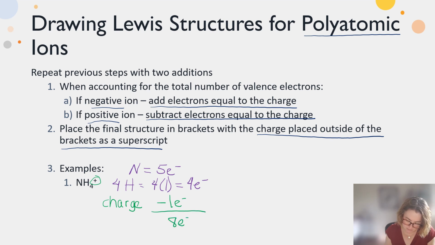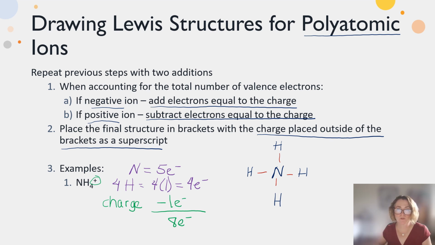And so that means that I have 8 electrons that I'm going to be dealing with inside my structure. I put nitrogen in the middle since I only have 1 of those, and I'm going to surround my nitrogen with my hydrogens. I have 4 of them. And then I'm going to connect my hydrogens to my nitrogen using single bonds.